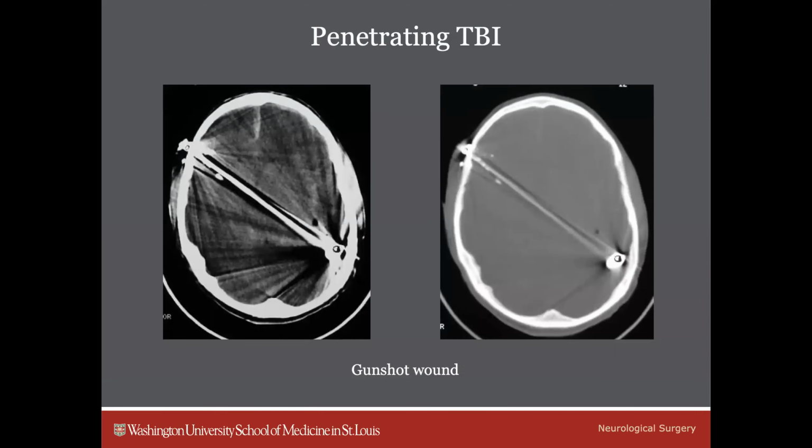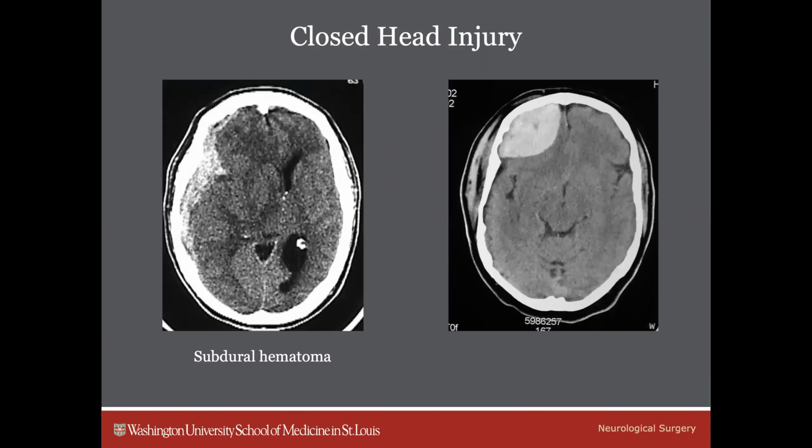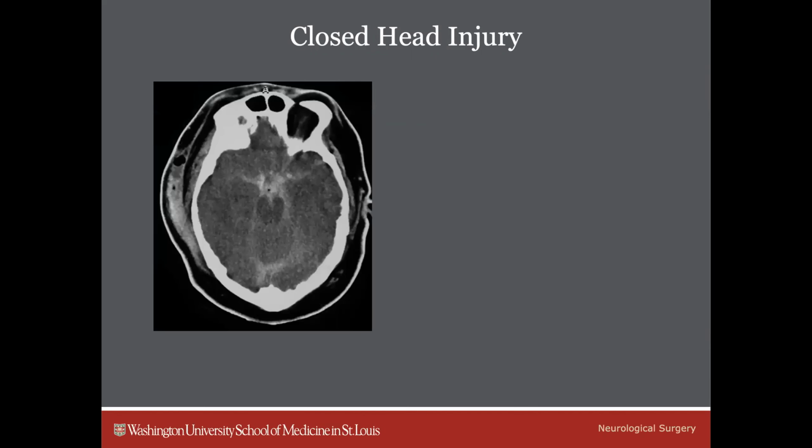So here's an example of a penetrating TBI due to a gunshot wound. Now this, does anybody want to type in? Otherwise, I'll just spare you the agony, but this is a subdural hematoma. This is an epidural hematoma. This is diffuse traumatic subarachnoid hemorrhage. So, this is a pretty severe form of traumatic subarachnoid hemorrhage.